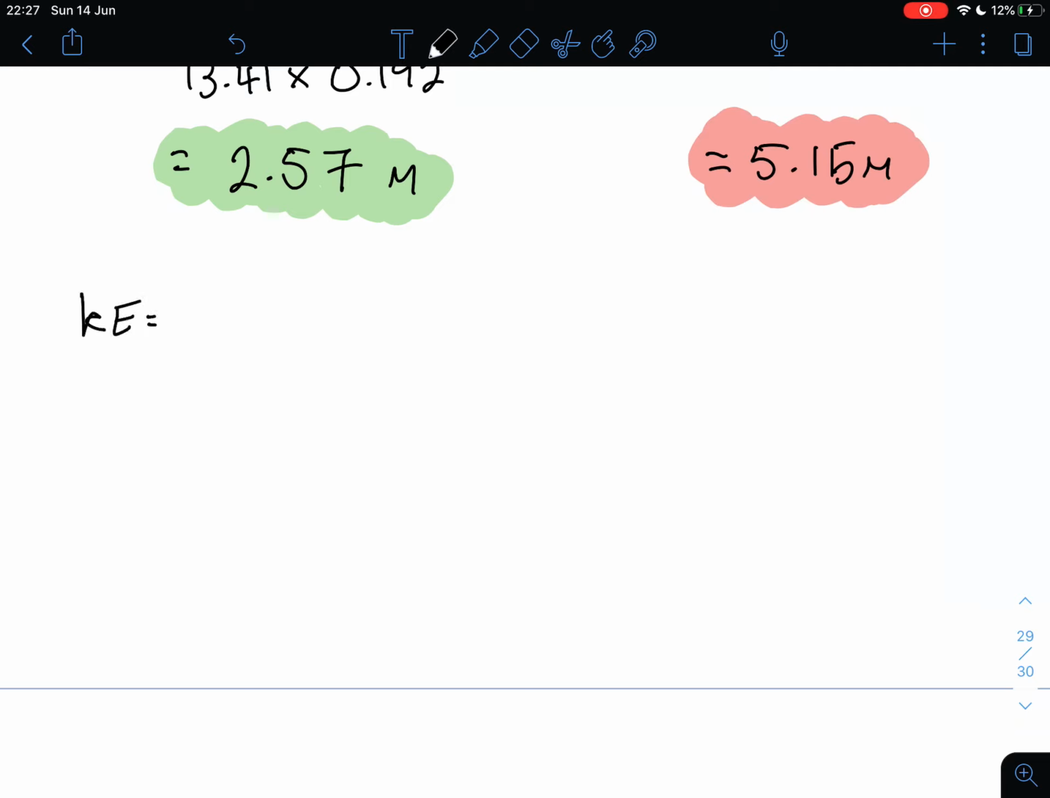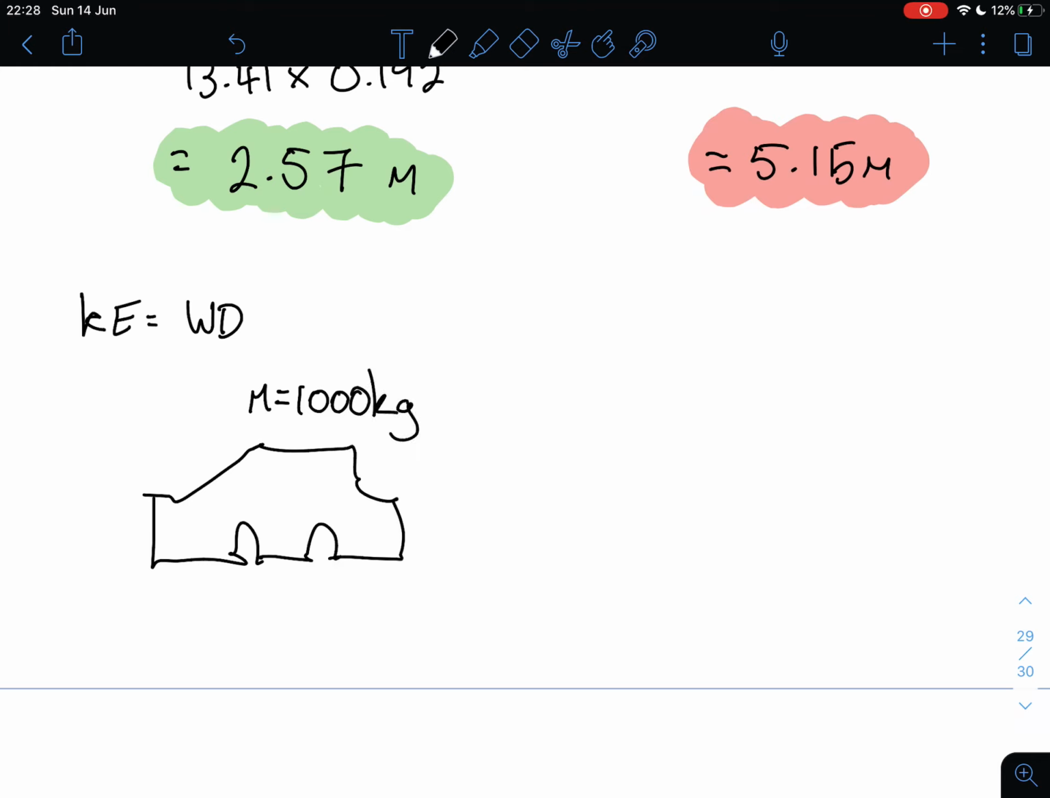Your kinetic energy of the car is equal to the work done by the brakes. If your car's driving along, your car has a mass of 1,000 kilograms and it's moving along at 13.41. We can work out the kinetic energy, and to stop the car, the brakes are going to have to do work against the motion of the car, to take the energy away. And the brakes will get hot and the heat will radiate away and your kinetic energy will go to zero, which is what you want.